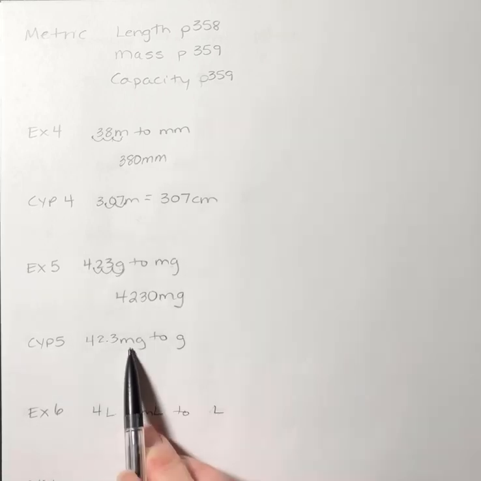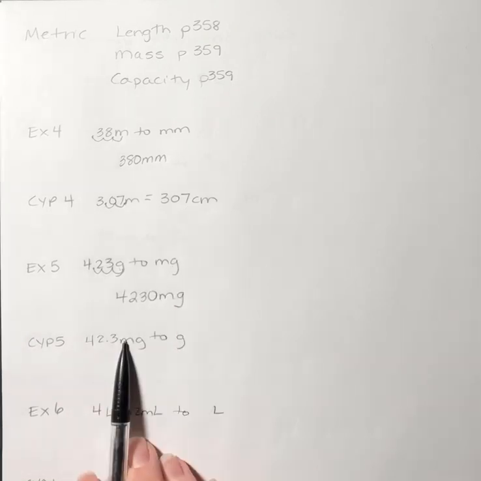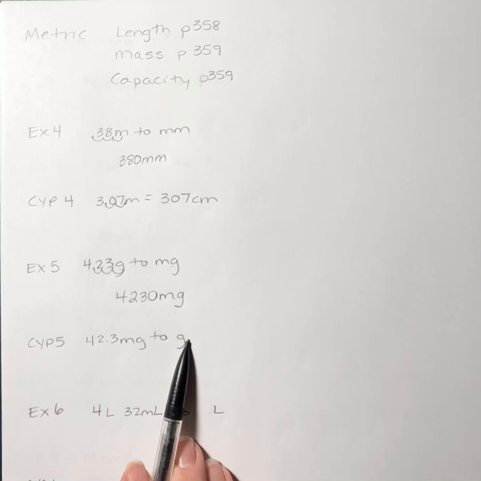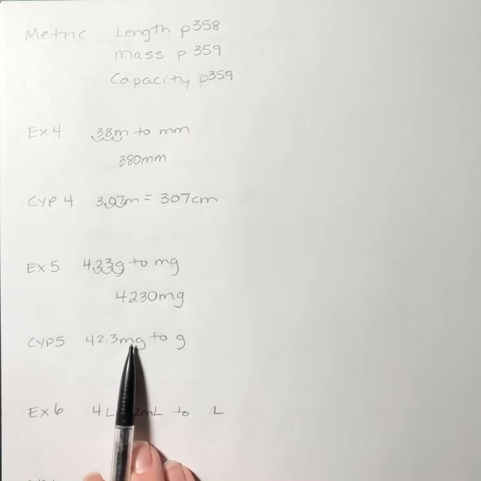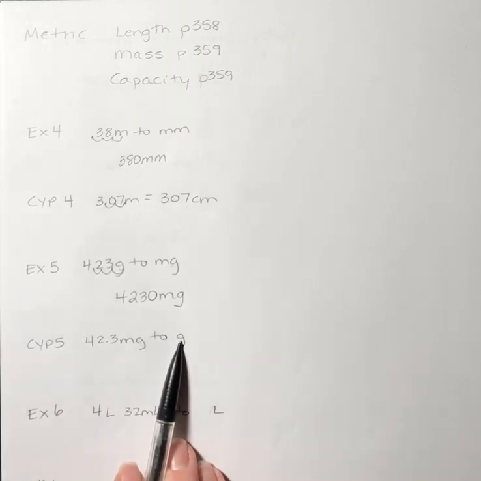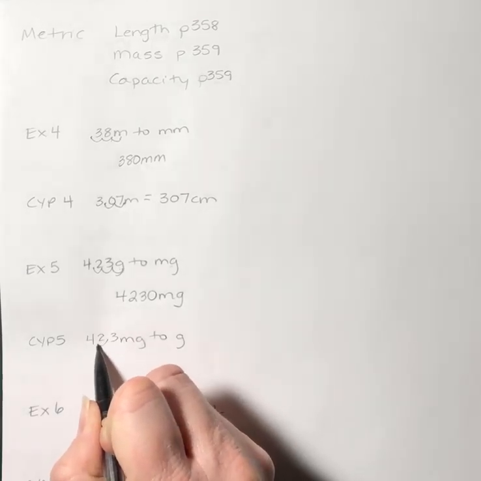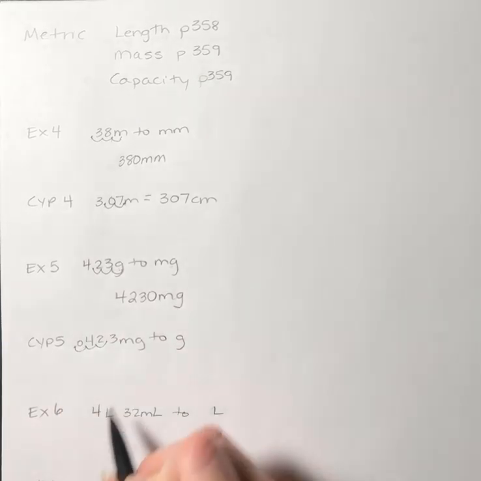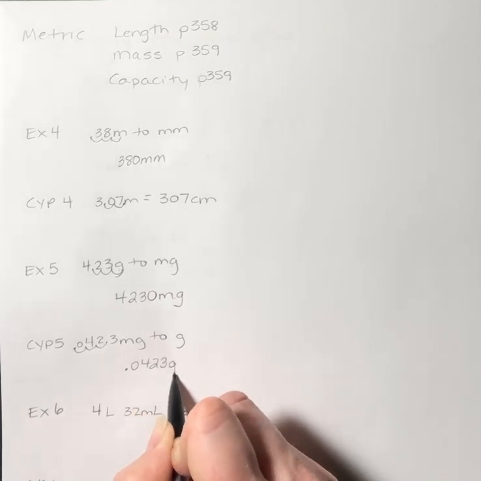Okay. Now we're going from milligrams to grams. So it's the same distance. I'm going from grams to milligrams. Now I'm going from milligrams to grams. I have to move my decimal point 3 places to the left. I'm going from a smaller unit to a bigger unit, so my number is going to get smaller. So again, I'm going to move 3 places. 1, 2, and then I'm going to again have to put a 0 in there as a placeholder, so it's going to be 0.0423 grams.